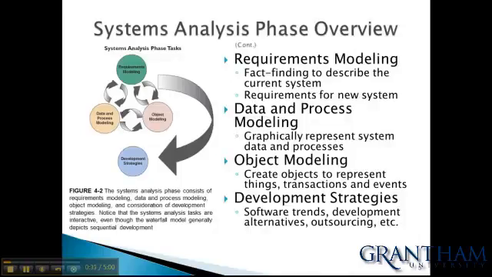In requirements modeling, you will do fact-finding to describe the current system. You will also define the requirements for the new system. In data and process modeling, you will look to graphically represent the system using data and processes. In object modeling, you will create objects to represent things, transactions, and events. Development strategies looks at software trends, development alternatives, and the potential for outsourcing.